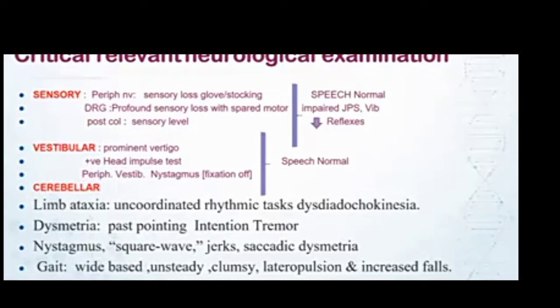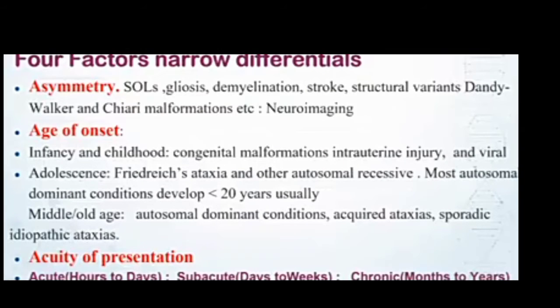Now, next slide. Now, four factors. As it is very obvious by now, there is a huge number of differentials, or causes, for this kind of problem. So to home in on a particular cause, there are four factors mainly we use to diagnose. One is asymmetry of presentation, where a structural problem of the cerebellum is usually considered, like intracranial swellings or demyelination or stroke. Occasionally, there are structural congenital malformations. Neuroimaging comes to the rescue to identify them.